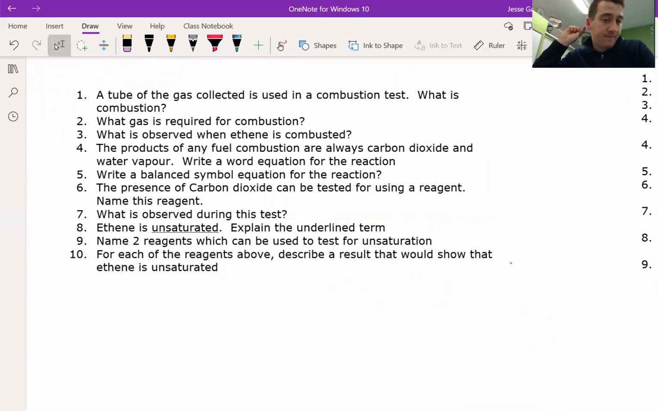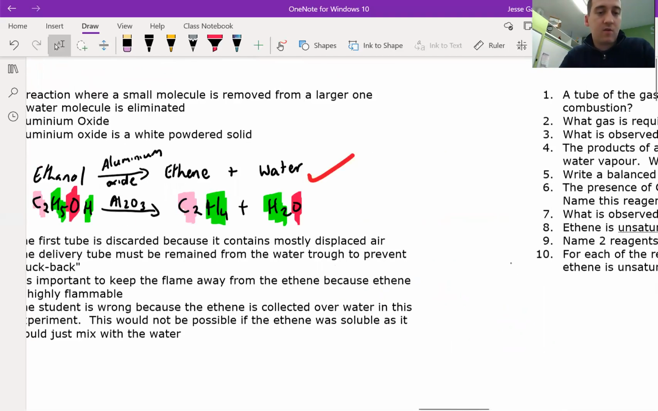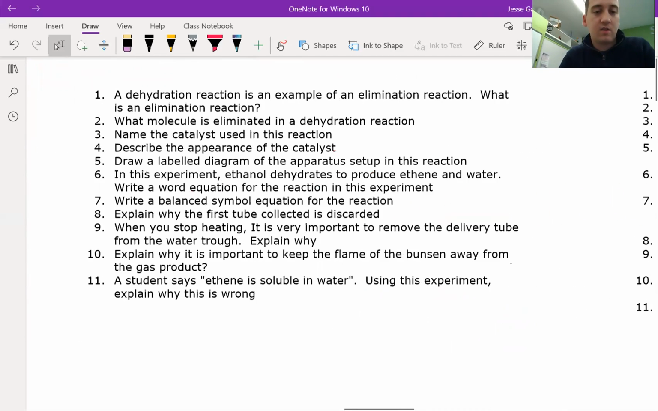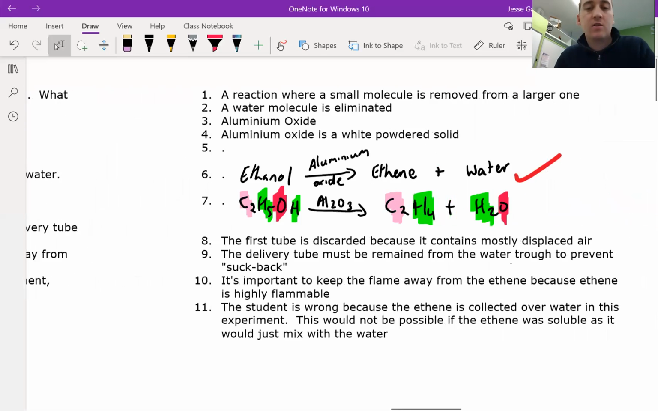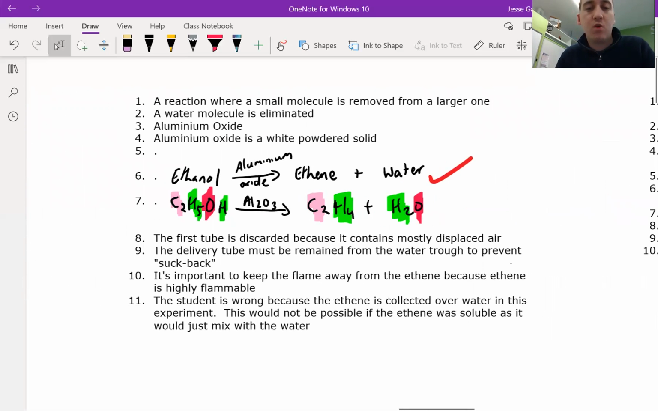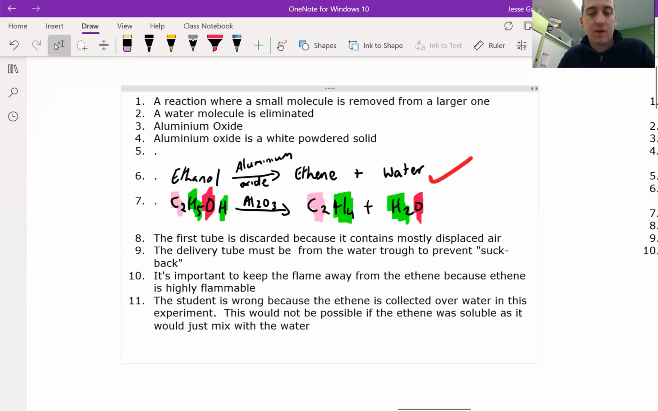So that was question 9. When you stop heating, it is very important to remove the delivery tube from the water trough. Explain why. Okay, so the delivery tube must be removed, that should say, removed from the water. Sorry, I'm going to fix that now. Must be removed from the water trough to prevent suck back, because suck back will crack your test tubes.